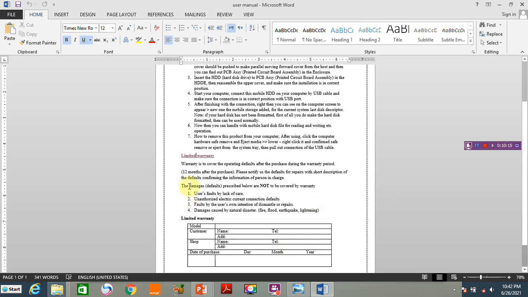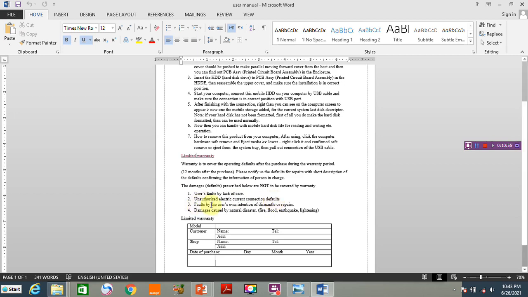But they're telling us down here, the defaults prescribed below are not to be covered by the warranty. That means that if any of these ones below happen to your product, they will not be accountable for that. So they're telling you that user faults by lack of care: if you handle this external enclosure carelessly and it breaks, they are not accountable for that. They will not pay. Then number 2, unauthorized electric current connection defaults. If you connect it poorly and it gets destroyed, they are not accountable for that.